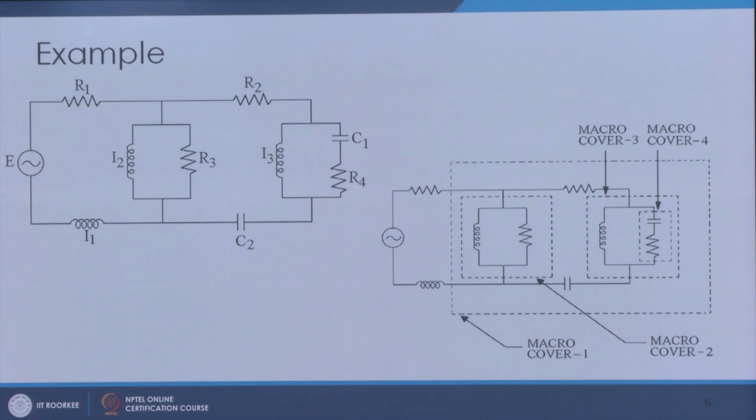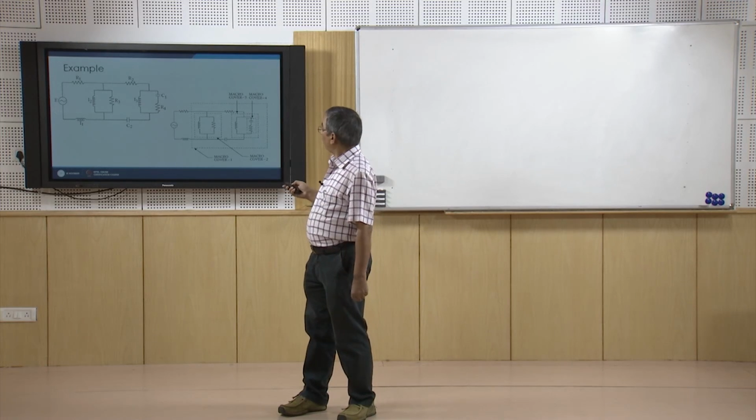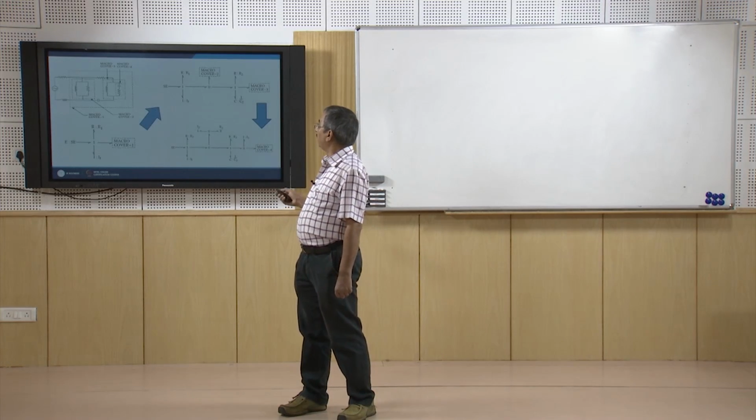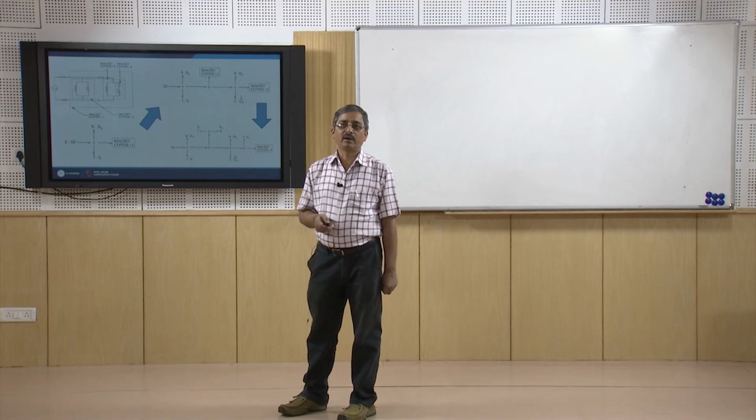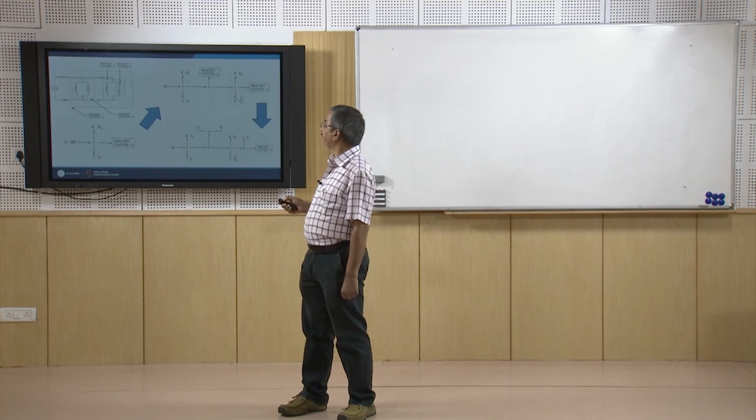Then I can also take macro cover 3 here consisting of this inductor and this combination as parallel, and of course this combination I can treat as macro cover 4. So, this way you can see that I have made many macro covers in order to simplify my problem. Now, let us see how I can draw the bond graph model for such a system.